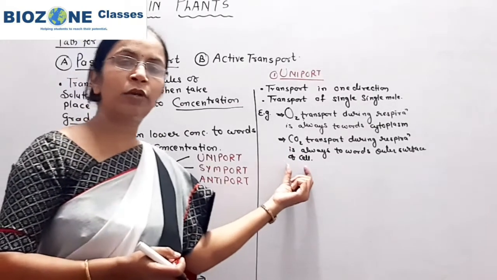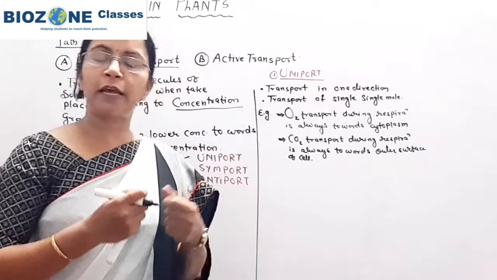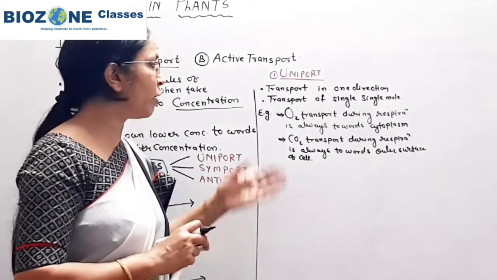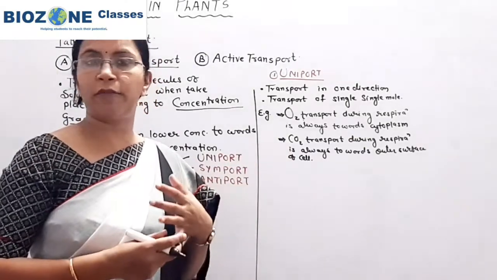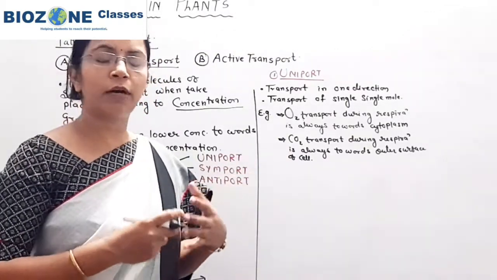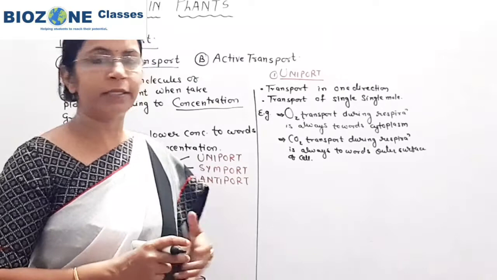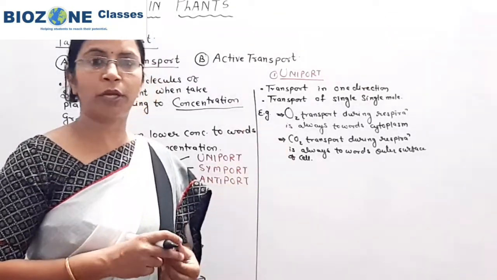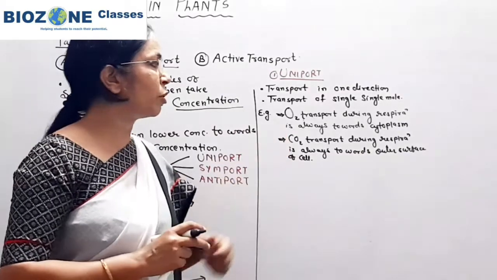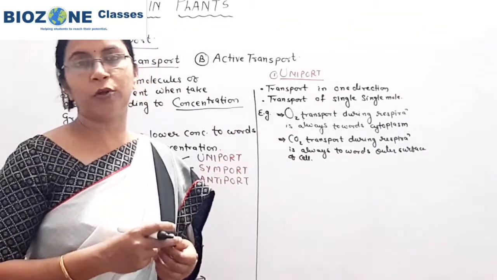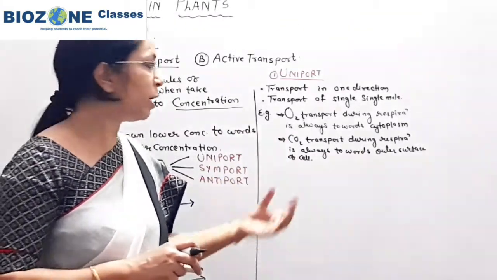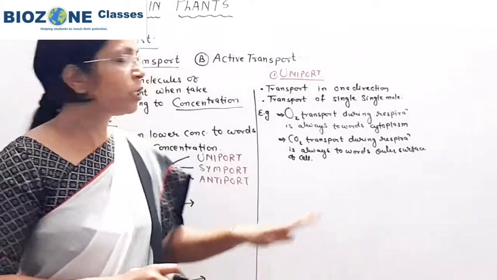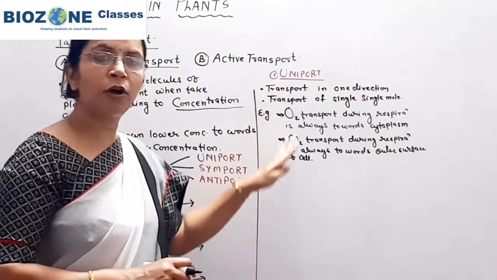So this condition you never observe, that at any time carbon dioxide enters any living organism and the oxygen opposite transport never takes place. So oxygen, you remember, during respiration or breathing is always transported towards the inner cytoplasm of the cell, and CO2 is always transported out of the cell. So this part simply you remember for uniport.